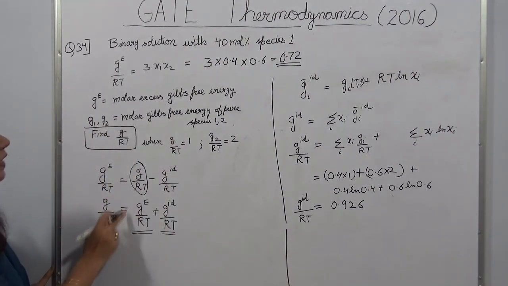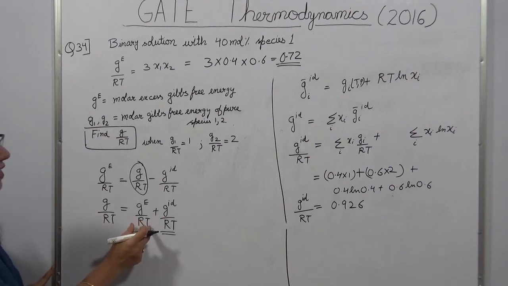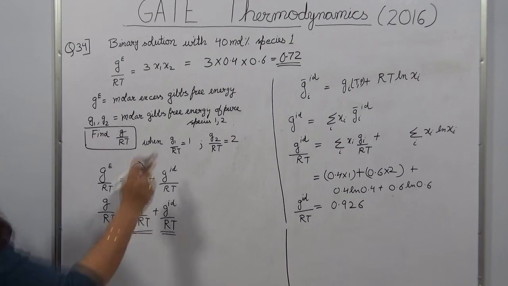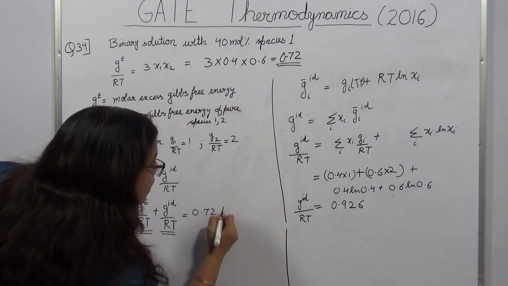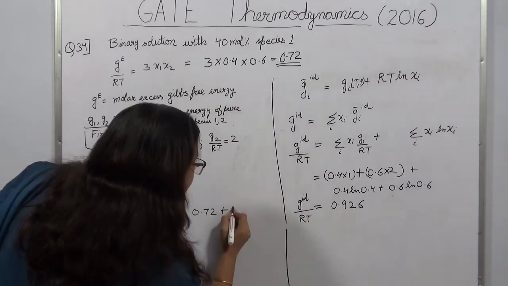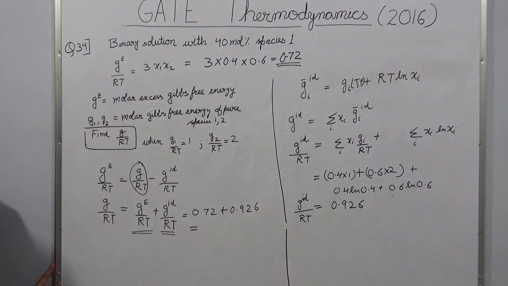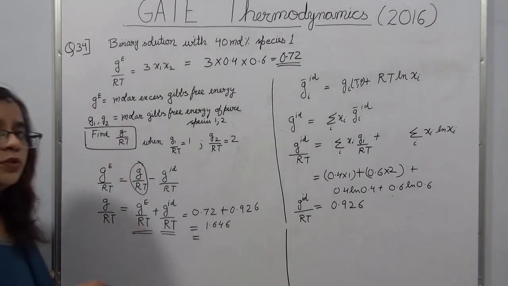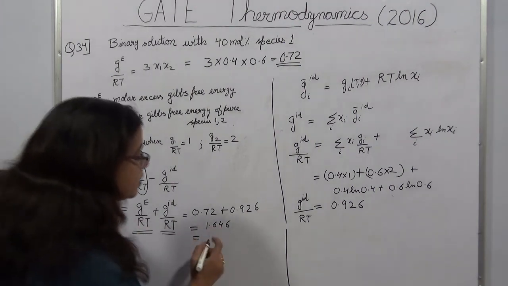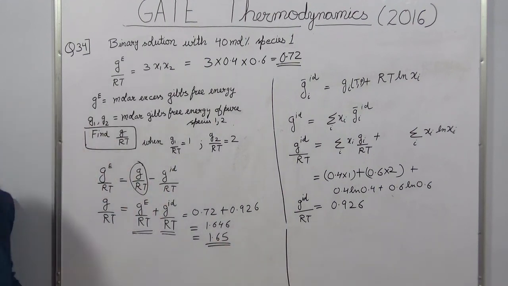Now in order to calculate the Gibbs free energy per mole of the solution, you have to just add this plus this. So this you have calculated already over here, that is equal to 0.72, and GID by RT is 0.926, and the value which you get is 1.646. They have asked you to round it off to 2 decimal places, so it will be 1.65. So that's your final answer.